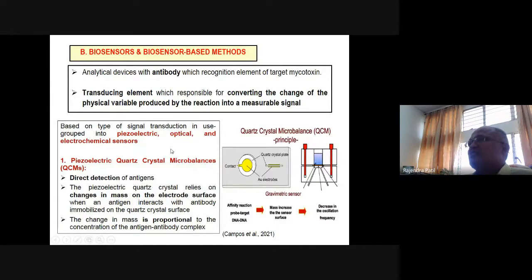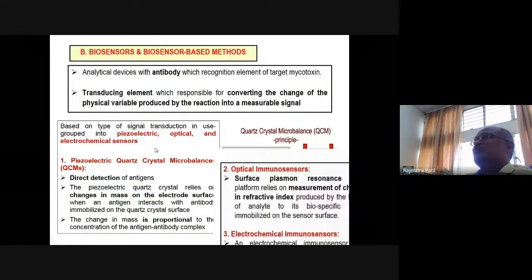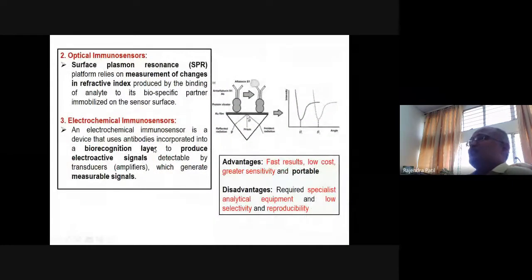And these include piezoelectric quartz crystal microbalances. So that one is a piezoelectric, optical, or electrochemical sensor. Those are all useful, and those are all available in the market. And these all have advantages. These techniques give a fast result, a quick result you can get.